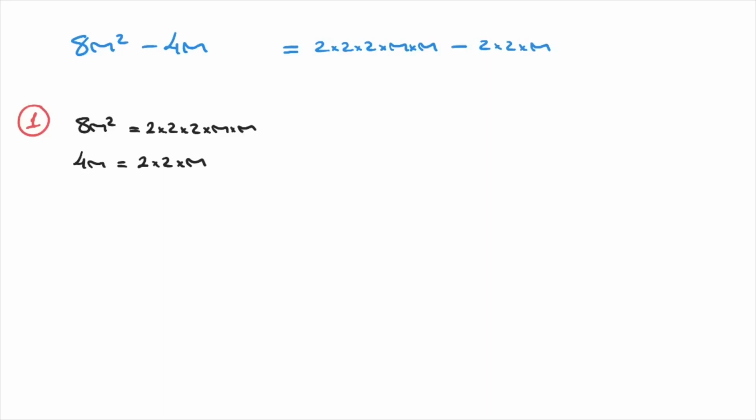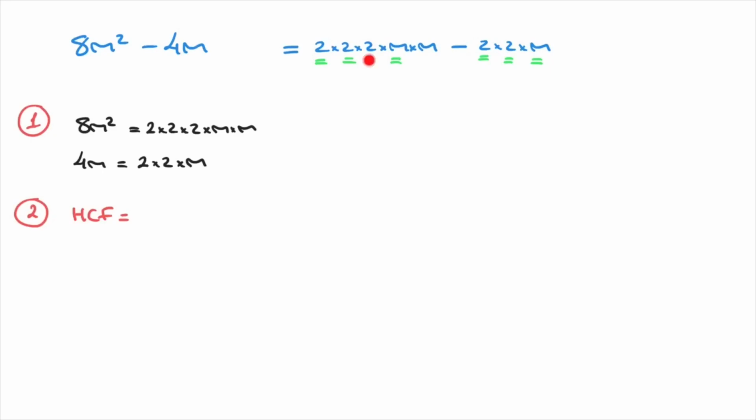We move on to step 2, and in step 2, we look for the highest common factor of these two terms. That's HCF. To find the highest common factor, we look for each of the factors that these two terms have in common. And looking at these, we can see that the first term has a 2, so does the second one. The first term has another 2, and so does the second one. And the first term has an m, and so does the second one. And that's all that they have in common.